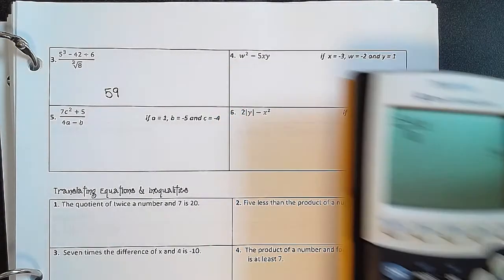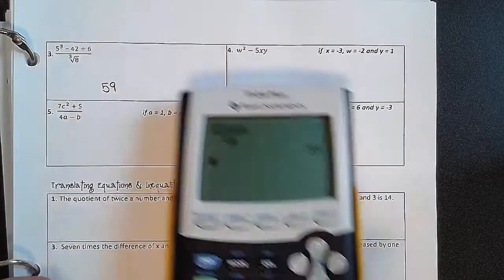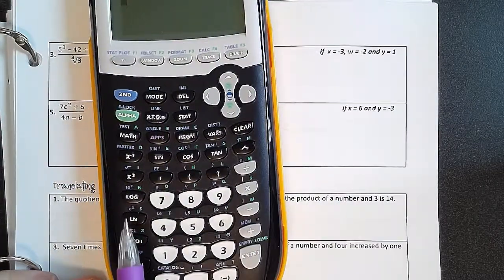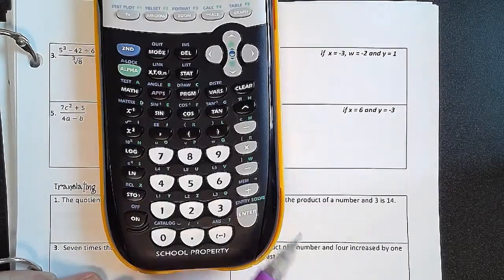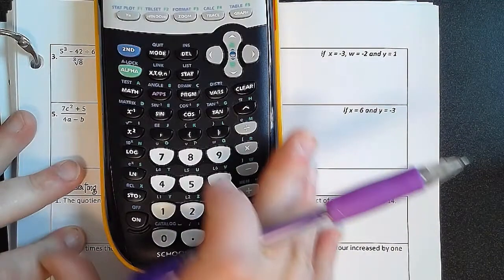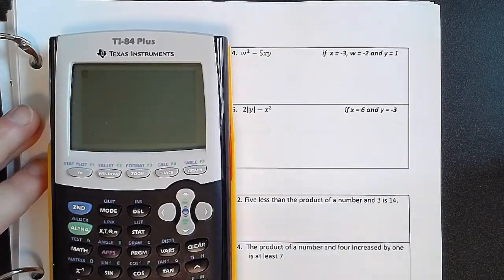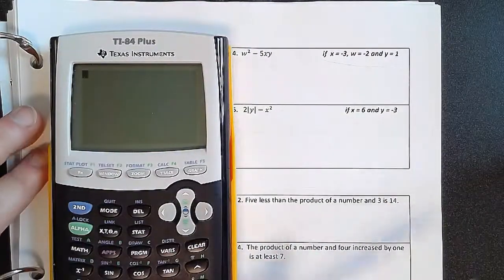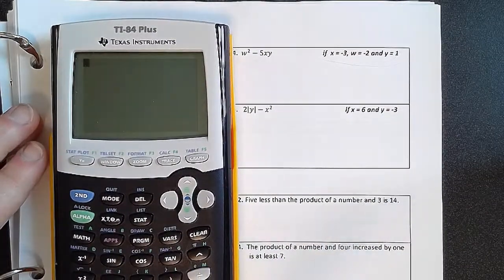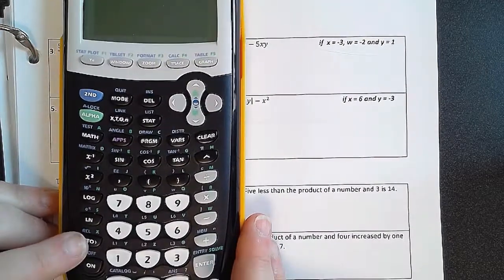So now we're learning how to use the store key. So your store key is right over here, right under the LN key, right? It's right above the on key. And what you do, the whole process is that you are using these keys to store in these values. Okay, so what you do first is you press your value, and I do -3, and then I'm going to do store, right?